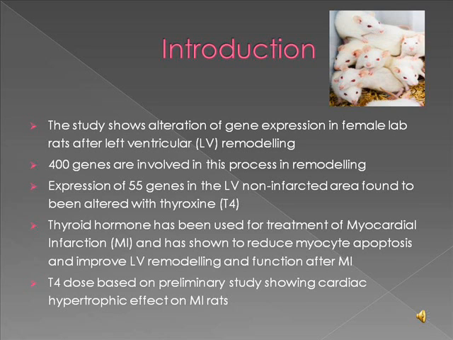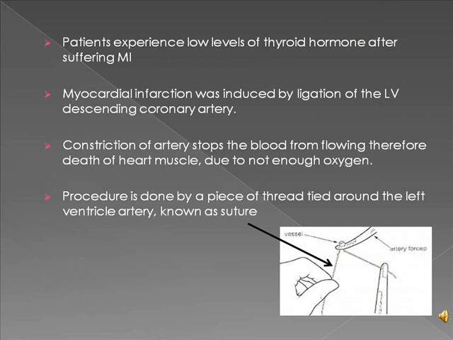55 genes were found to be altered with the treatment of thyroid hormone. Thyroid hormone improves left ventricular remodeling and cardiac performance after MI and has shown to reduce myocyte apoptosis. Thyroid hormone is also needed for cardiovascular development and homeostasis. Following MI, it is very common for patients to experience euthyroid sick syndrome due to low levels of thyroid.